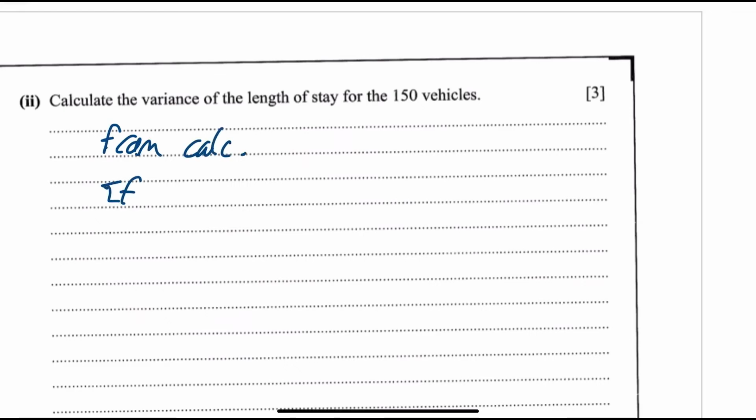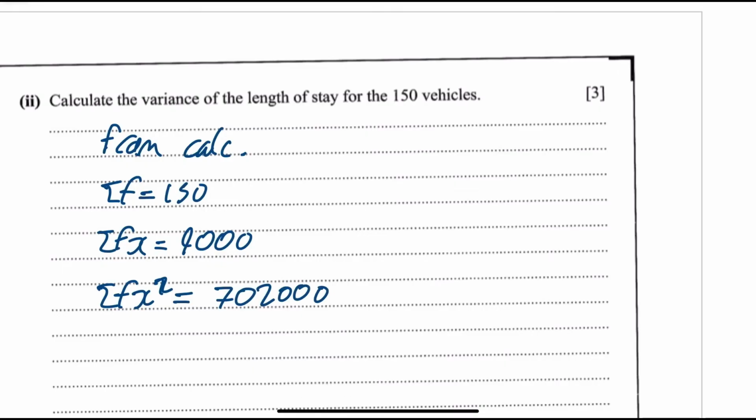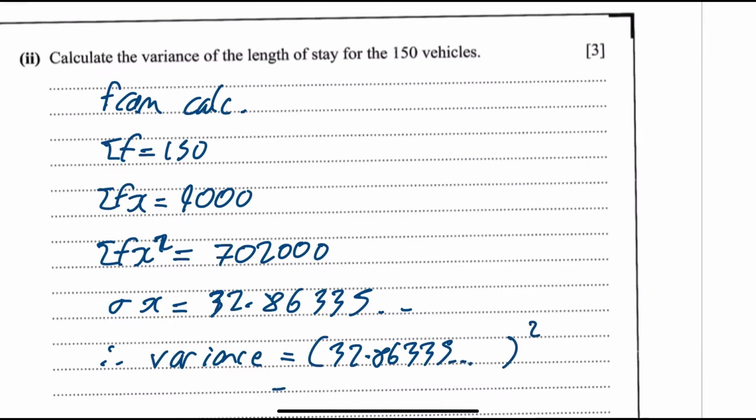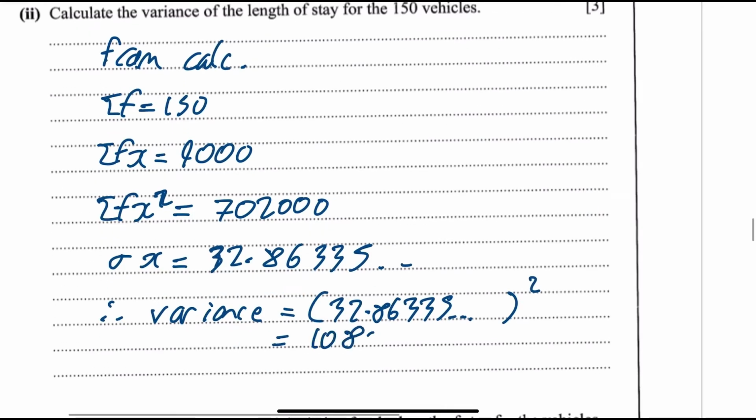Your sigma f was 150, sigma fx was 9,000, sigma fx squared worked out to be 702,000. What they're testing here is that you know to use the lowercase sigma x, and that is 32.86335..., but therefore your variance is that thing squared, which works out really nicely to be 1,080.